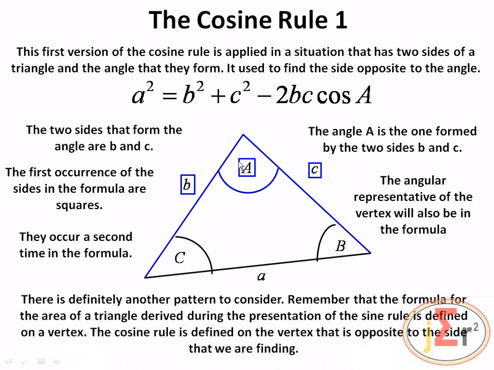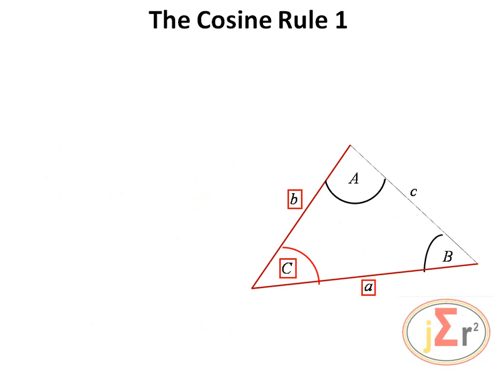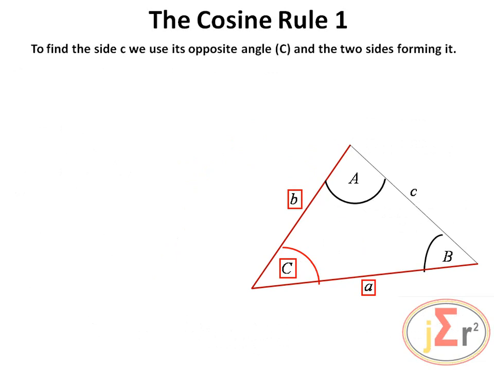There is definitely another pattern to consider. Remember that the formula for the area of a triangle derived during the presentation of the sine rule is defined on a vertex. The cosine rule is defined on the vertex that is opposite to the side that we are finding. Right? So there is no problem with that whatsoever. To find the side C, we use the opposite angle, which is the uppercase C, and the two sides forming it.